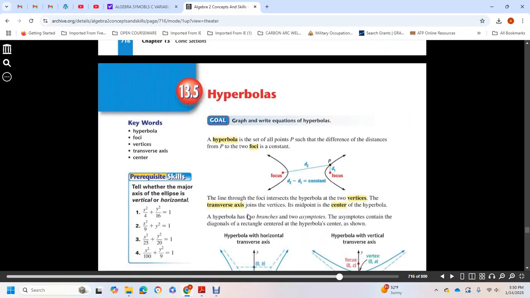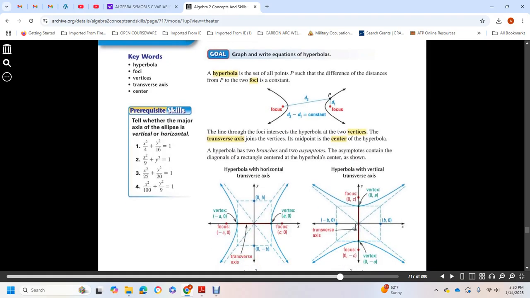13.5 Hyperbolas. A hyperbola is the set of all points P such that the difference of the distances of P from the two foci is constant. The line through the foci intersects the hyperbola at two vertices. The transverse axis joins the vertices, and its midpoint is the center of the hyperbola. The hyperbola has two branches and two asymptotes, which contain the diagonals of the rectangle centered at the center of the hyperbola, as shown.